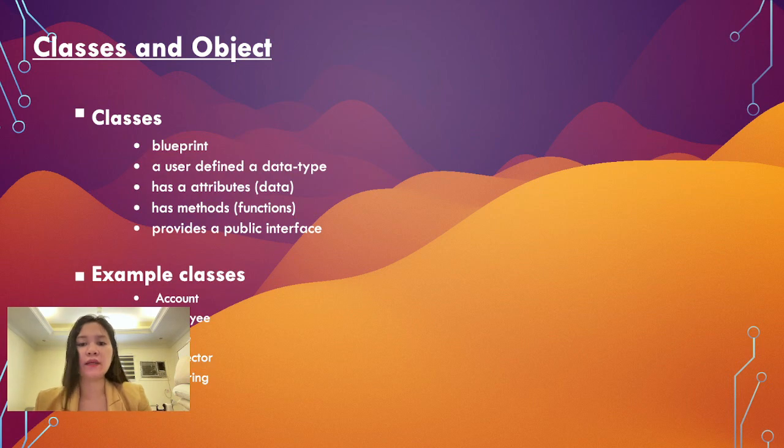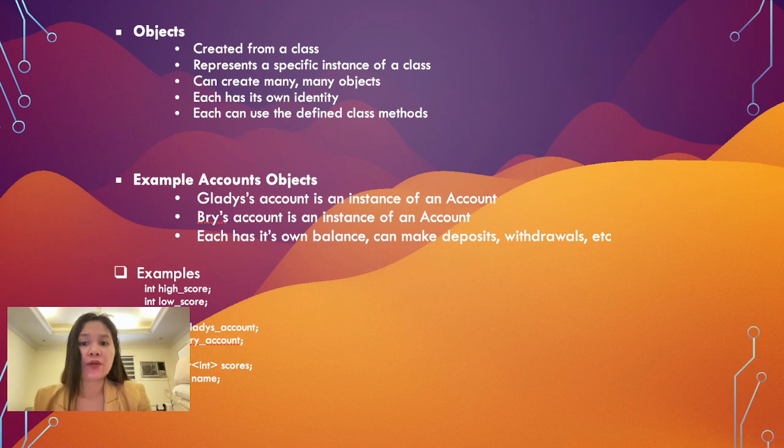Classes and objects. In classes, we have the blueprint. A user-defined data type has attributes or data, has methods or functions, and provides a public interface. Examples of classes: account, employee, image, vector, and string. An object is created from a class, represents a specific instance of a class, and you can create many objects. It has its own identity.